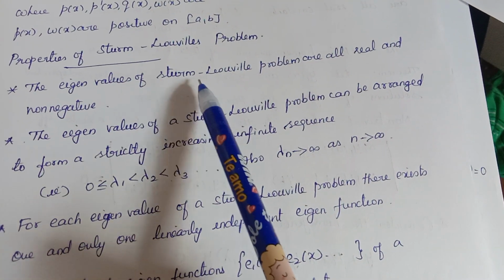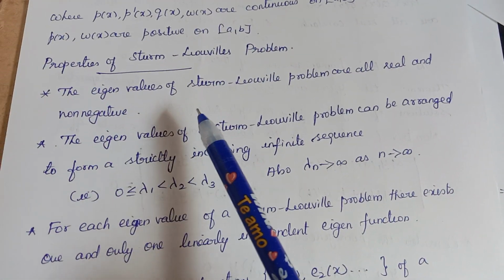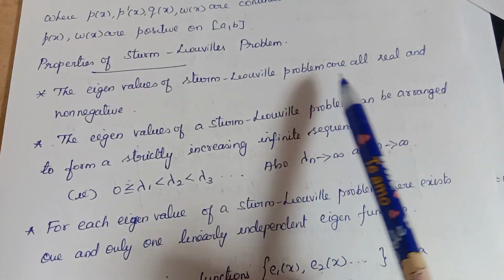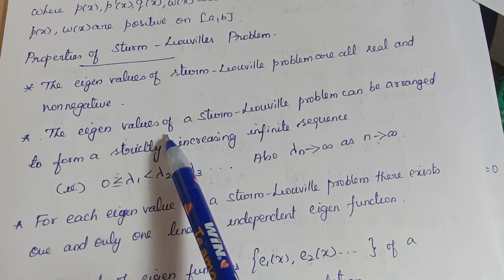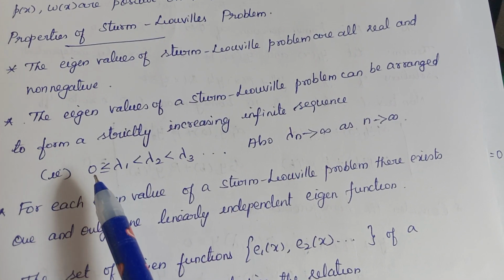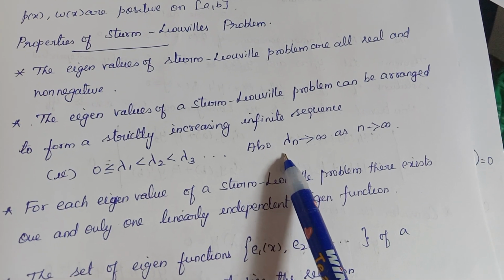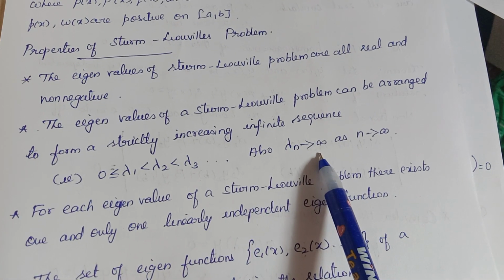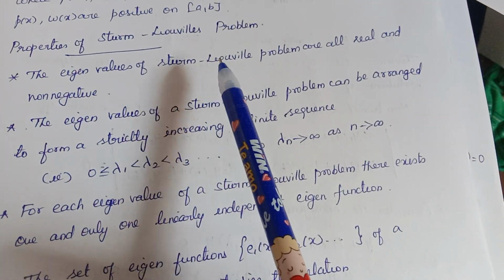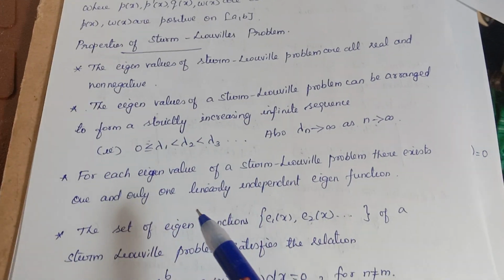The eigenvalues of the Sturm-Liouville problem are all real and non-negative. Okay. So, if you find the values of lambda for a Sturm-Liouville problem, they should all be what? Real and non-negative. Next one, the eigenvalues can be arranged in a strictly increasing order. That is 0 less than or equal to lambda 1 less than lambda 2 etc. And as n tends to infinity, lambda n tends to infinity. So, first one is all the eigenvalues are positive. Okay, and the second one is it forms a strictly increasing sequence.